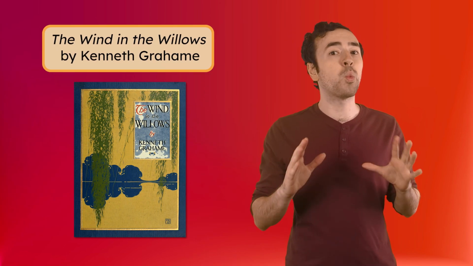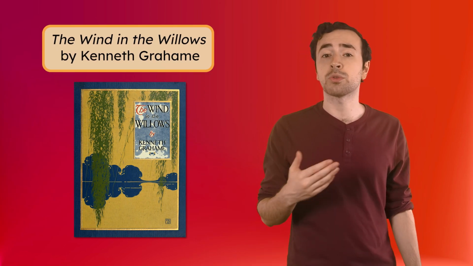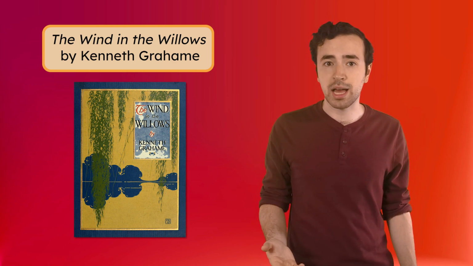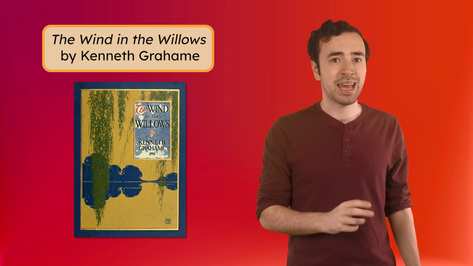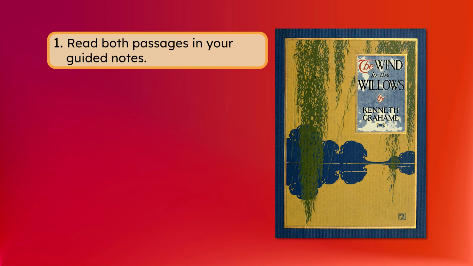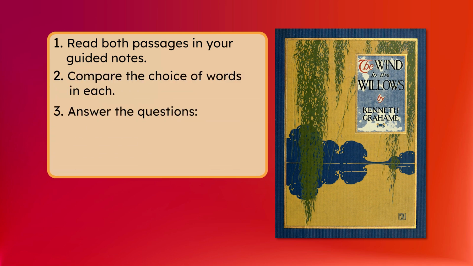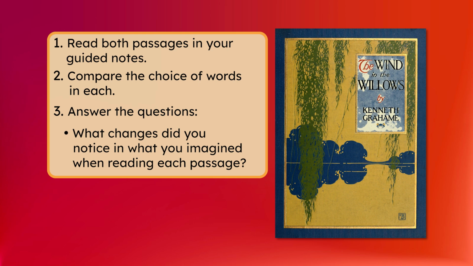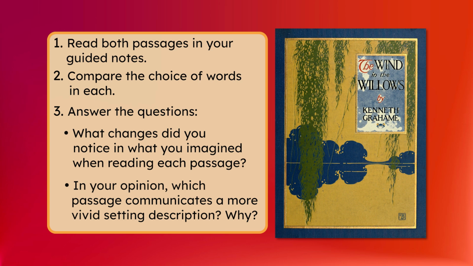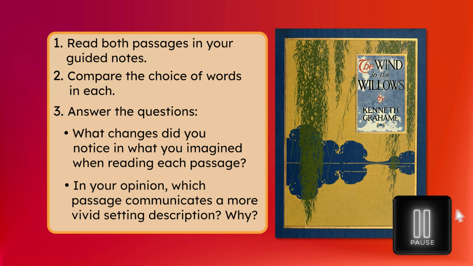Both of these passages depict the same scene from Kenneth Grahame's The Wind in the Willows, in which the character Mole sees a river for the first time. However, the second excerpt has some key words and phrases changed. Sorry, Mr. Graham. Read both passages in your guided notes. Then compare the choice of words in each passage and answer the questions. What changes did you notice in what you imagined when reading each passage? Which passage communicates a more vivid setting description? Why? Pause to work.